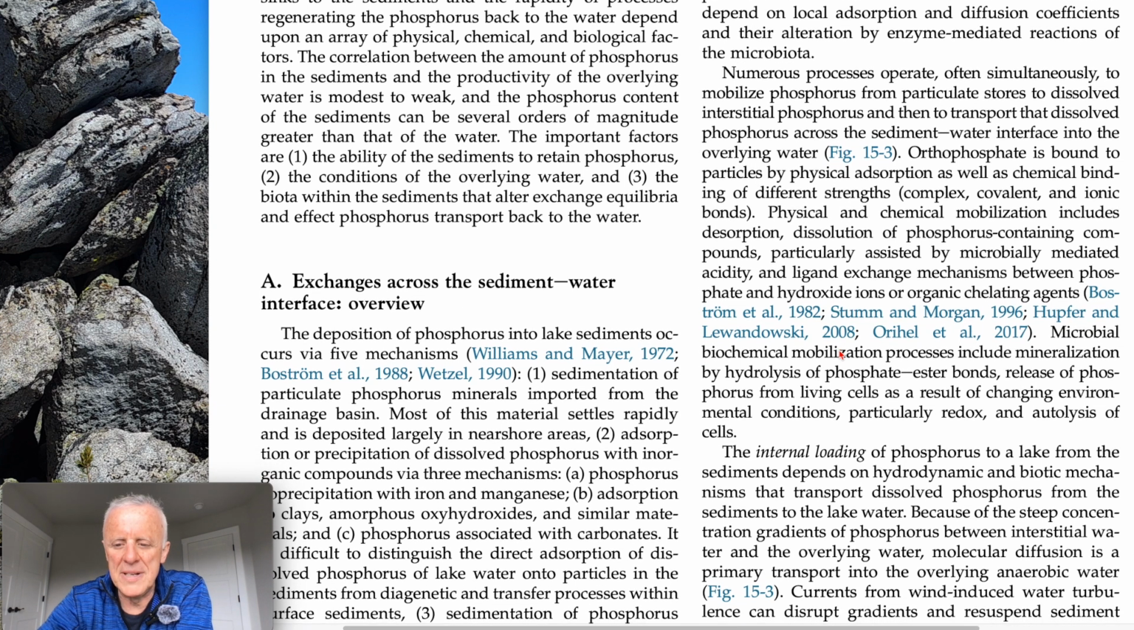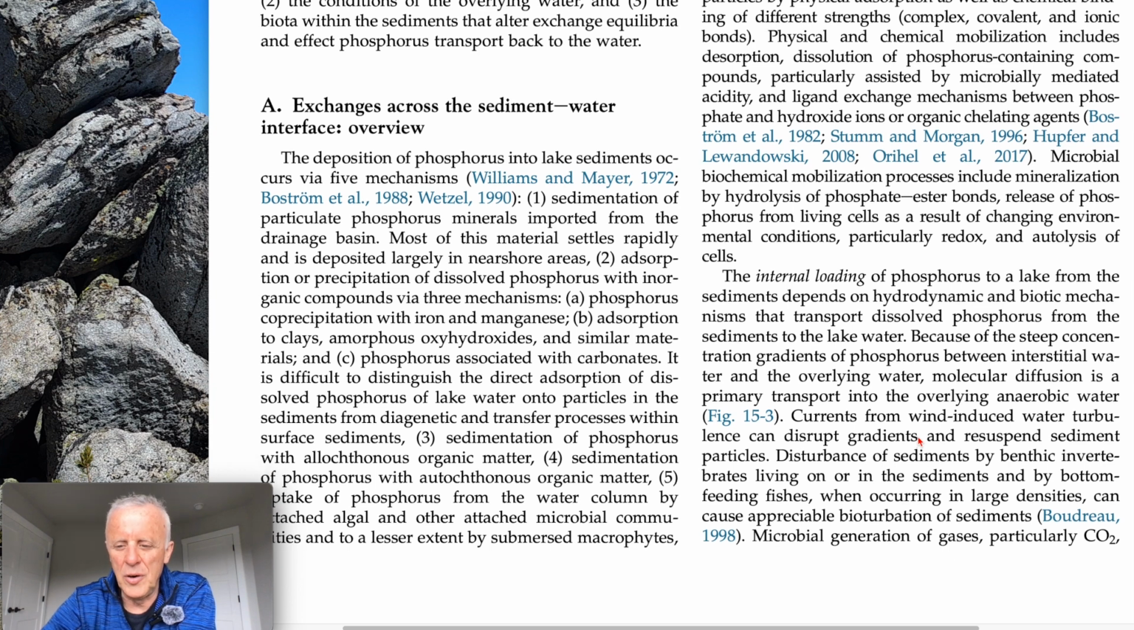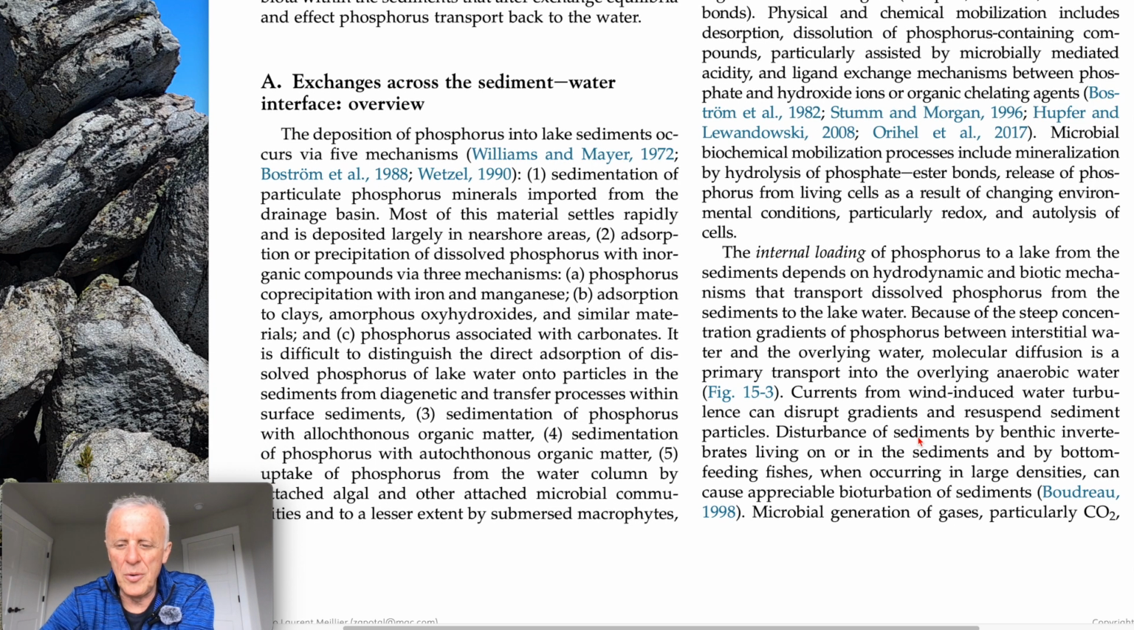Microbial biochemical mobilization processes include mineralization by hydrolysis of phosphate ester bonds, release of phosphorus from living cells as a result of changing environmental conditions, particularly redox, and autolysis of cells. The internal loading of phosphorus to a lake from the sediments depends on hydrodynamic and biotic mechanisms that transport dissolved phosphorus from the sediments to the lake water. Because of the steep concentration gradients of phosphorus between interstitial water and the overlying water, molecular diffusion is a primary transport into the overlying anaerobic water.